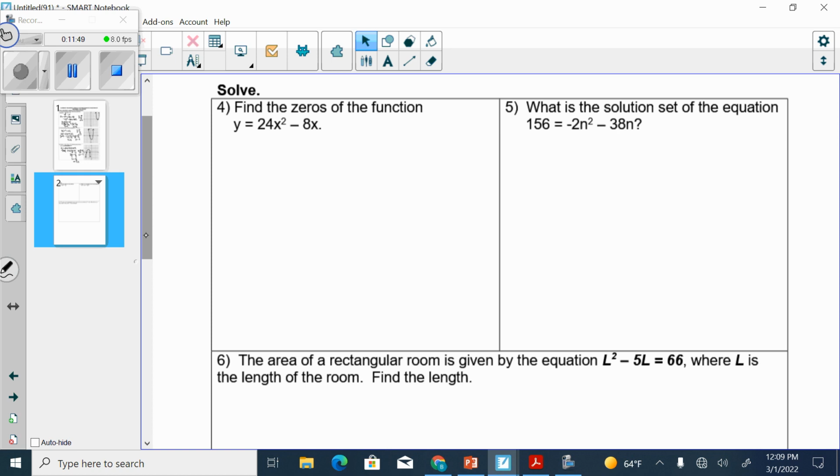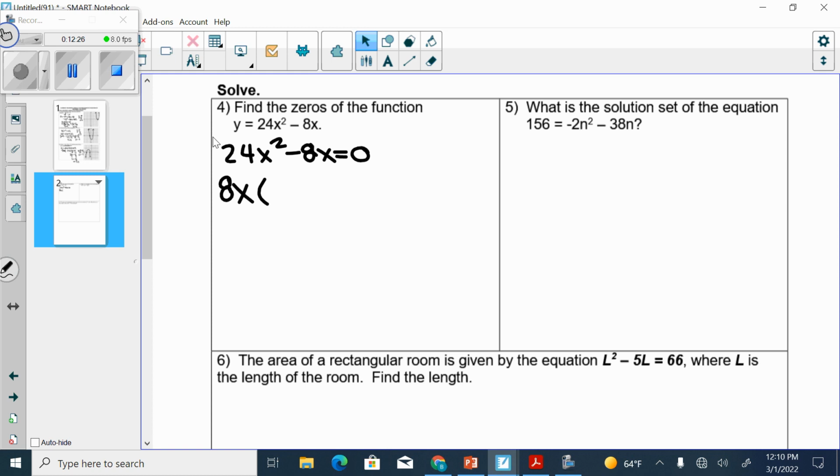All right, so on number 4, are all the x's on the same side? Yeah, okay, so we're good there. So now I need to factor it. We've got 24x squared minus 8x equals 0. Okay, so what's my GCF? 24 goes into 8. 8 what? 8x. 8x, very good. So my GCF is 8x.